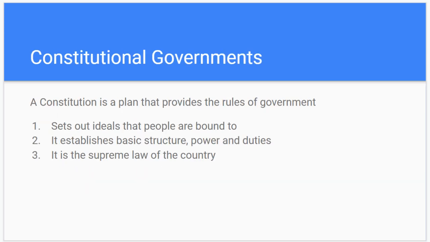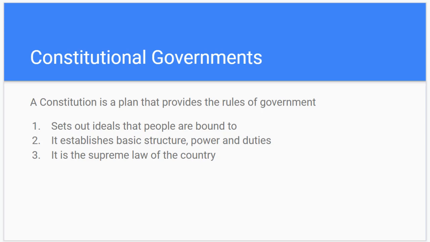There's also something called constitutional government, and a constitution is a plan that provides the rule of government. It sets out the ideas that people are bound to, establishes basic structure such as power and duties, and it's the supreme law of the country.